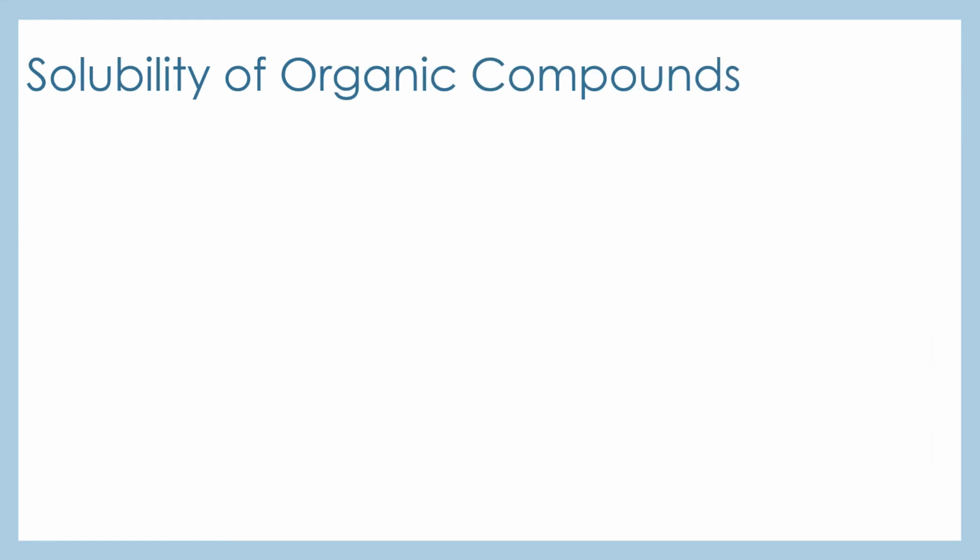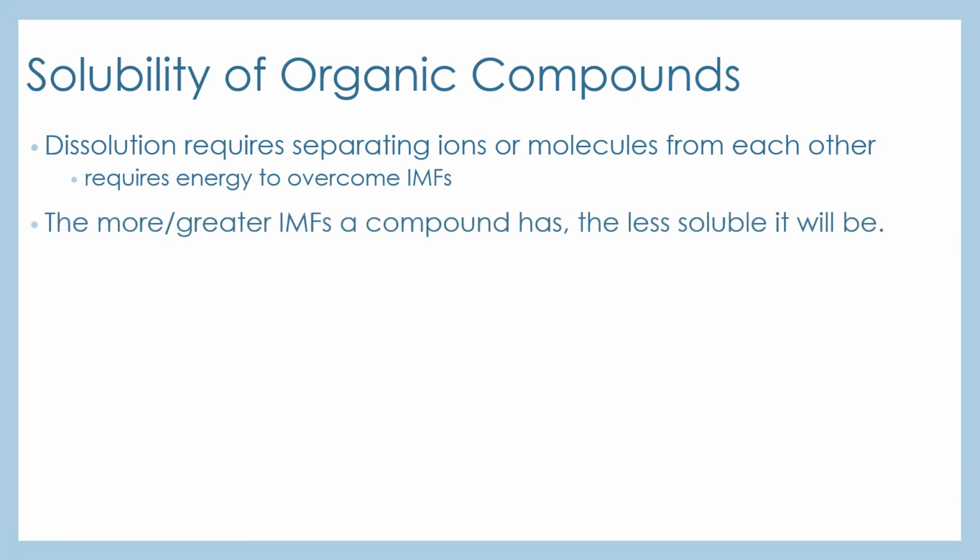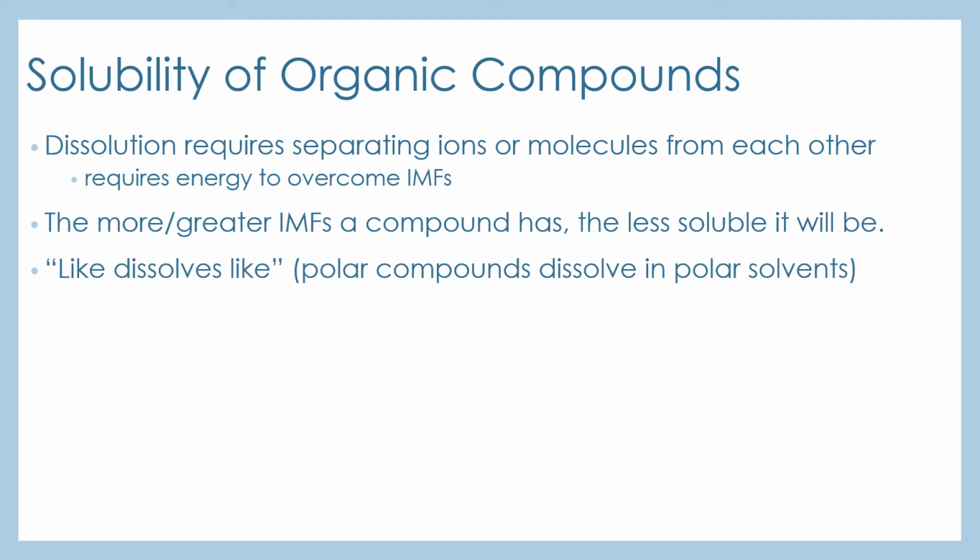So let's look at how all of this affects solubility of organic compounds. Remember that the dissolution of a compound requires separating ions or molecules from each other. You have to be able to overcome the intermolecular forces that hold them together in order to dissolve something. And that is going to require energy, which is why sometimes heating up something can actually allow you to solubilize more of something else. The more or greater the IMFs a compound has, the less soluble it will be. And also remember the golden rule of solubility, that like dissolves like. So polar compounds dissolve in polar solvents.